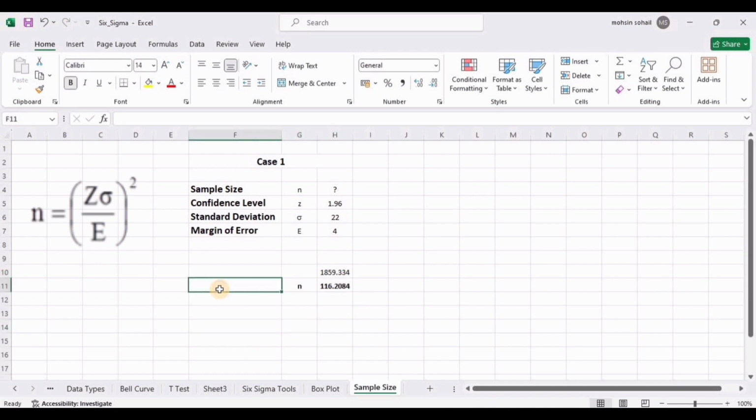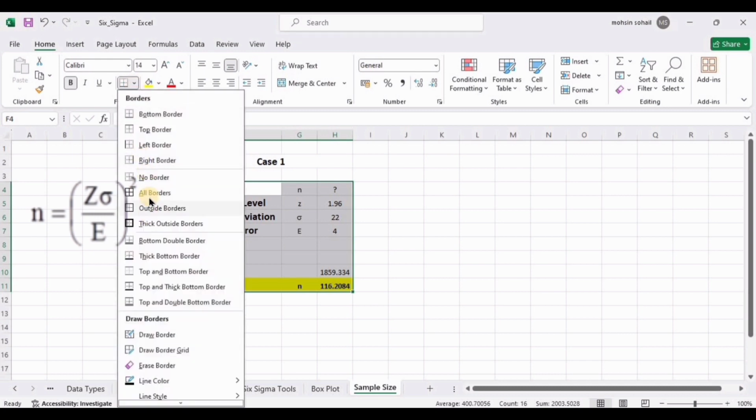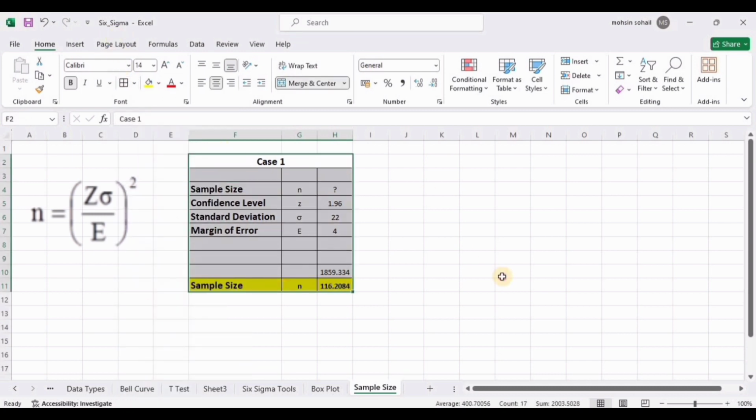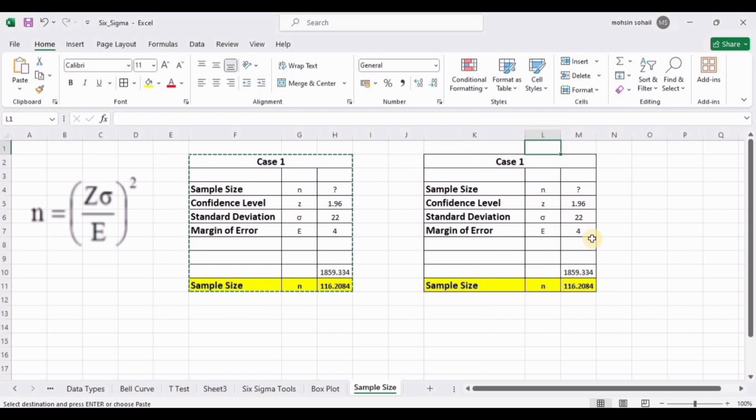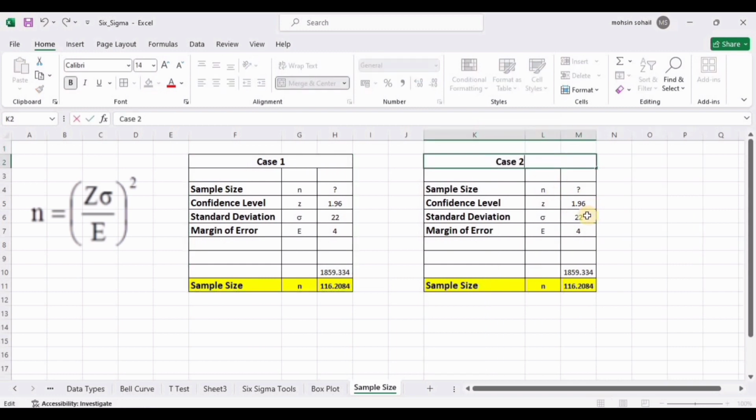And now let's solve its case 2. I'm just copying it, and let's paste it here. In this case, I will only change the value of standard deviation, that is sigma, just to see its effect on sample size. So if I change it from 22 to 28, and here as well, and here you can see the sample size has increased.